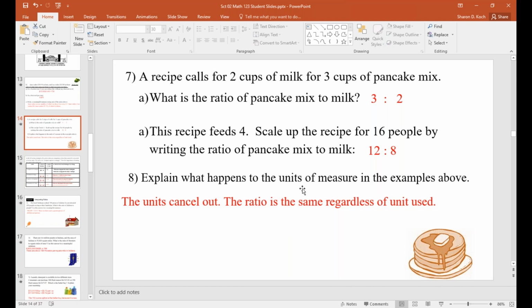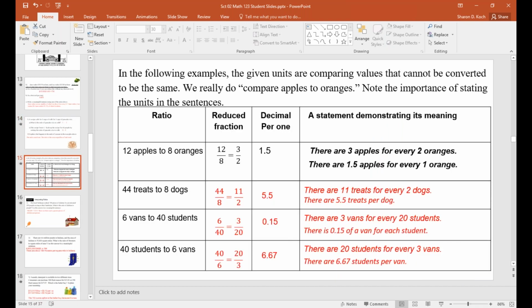Now look at it saying, explain what happens to the units here. Well, in this case, the units are pretty much canceling out, okay? A ratio is the same regardless of units used. So even if we adjust it up for 16 people, we're still looking at cups, and the cups would cancel each other out.